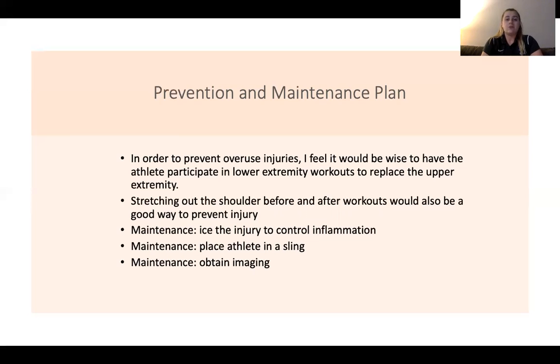So we're going to start with controlling inflammation with some ice, placing the athlete in a sling, and then obtaining some imaging for the rotator cuff tear. Once they've come to the athletic trainer and said what happened, you collect signs and symptoms and do your special testing. If you really think it's a rotator cuff tear, go ahead and send them to get an MRI just to verify that that is what's happening.